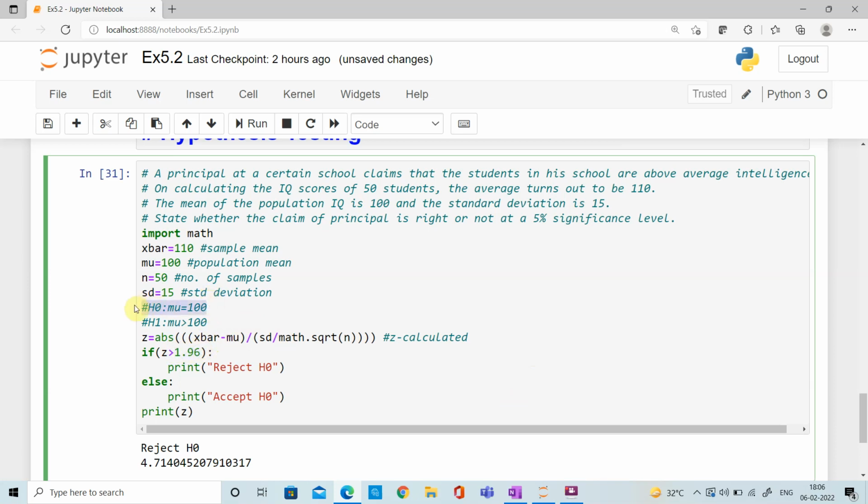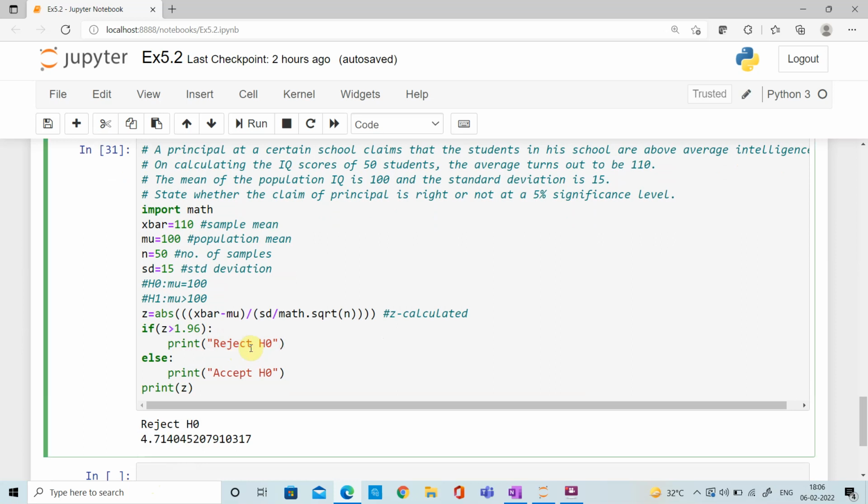So these are my claims: the null is that mu is equal to 100, and the alternative is that it is greater than the average intelligence, that is, greater than 100. The calculated value is compared with the Z score. If it is greater, I can reject; if it is less, I can accept. According to my condition, the calculated value is 4.71, which is greater than 1.96. So I am rejecting the null hypothesis and accepting the alternative hypothesis.